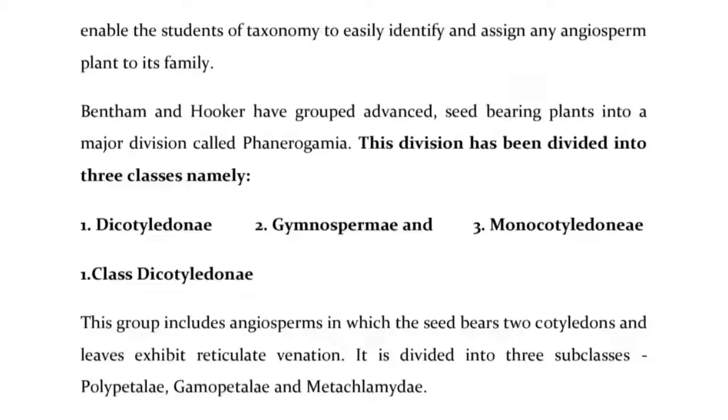Bentham and Hooker have grouped advanced, seed-bearing plants into a major division called Phanerogamia. This division has been divided into 3 classes, namely, 1. Dicotyledonae, 2. Gymnospermae, and 3. Monocotyledonae. Class Dicotyledonae includes angiosperms in which the seed bears 2 cotyledons and leaves exhibit reticulate venation. It is divided into 3 subclasses: Polypetalae, Gamopetalae, and Monochlamydeae.